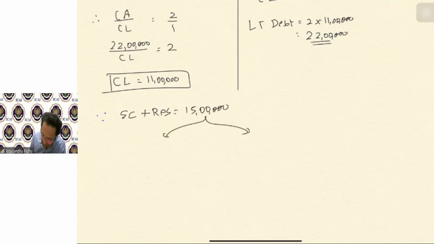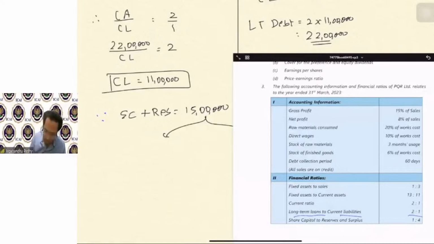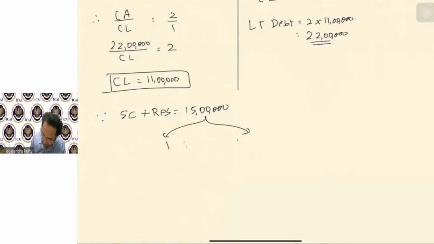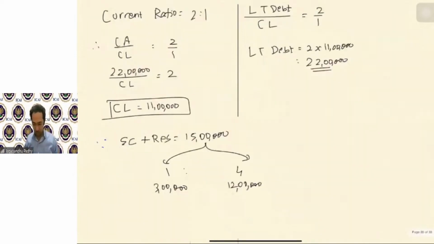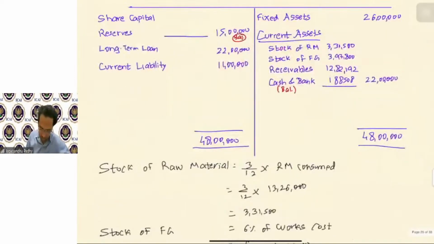Since share capital plus reserves is 15 lakh and this needs to be distributed amongst both in the ratio of 1 is to 4, 1 means we need to have 3 lakh and over here it is 12 lakhs. So share capital is 3 lakh and reserves is 12 lakh. That completes our total balance sheet as such.